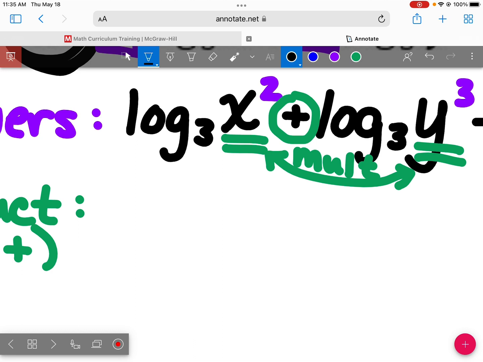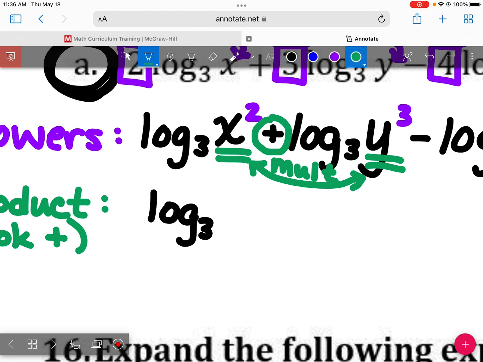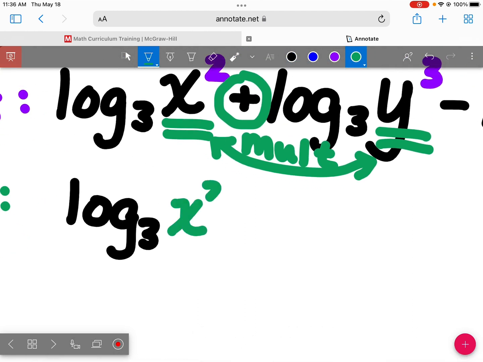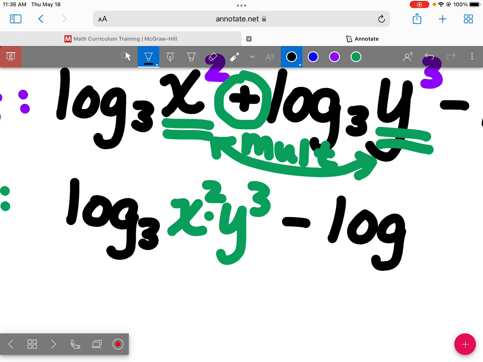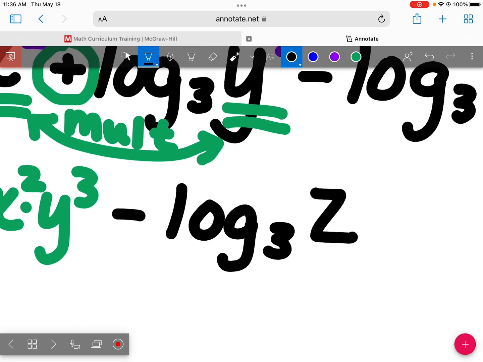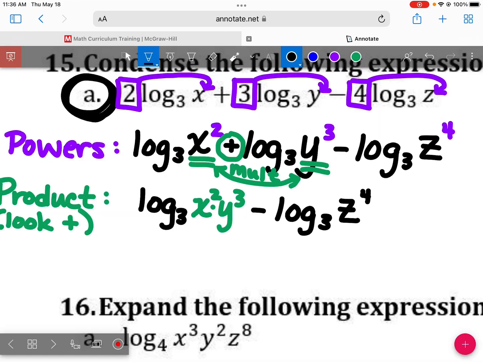When we condense it down together, it's not going to have 2 logs anymore. It's going to condense down to just 1 log. So log base 3, and I'm going to multiply the x squared and the y cubed together because they have a plus sign in between them. And then I'm going to bring down the minus log base 3 of z to the 4th, because we haven't done anything with that yet.